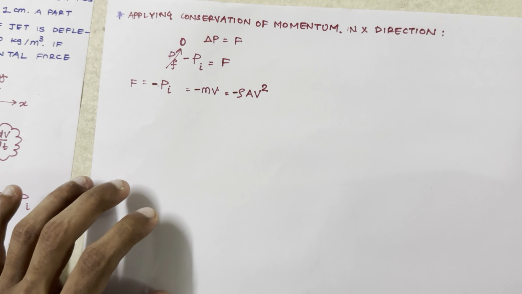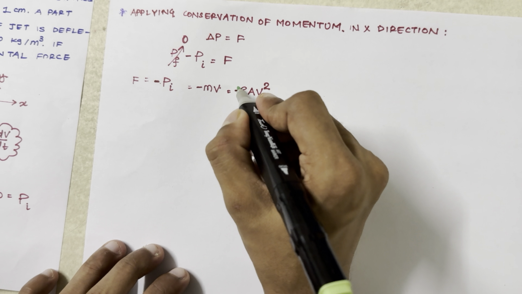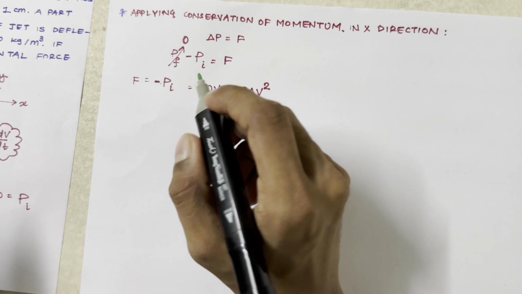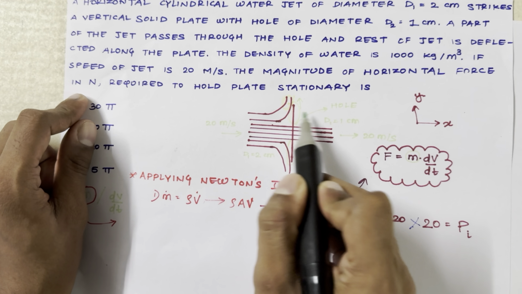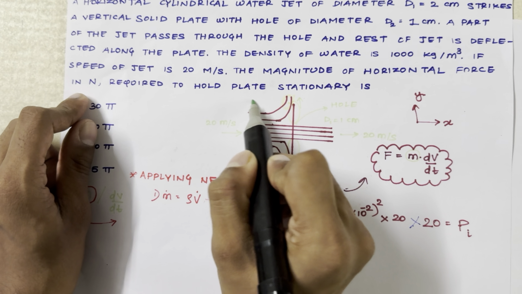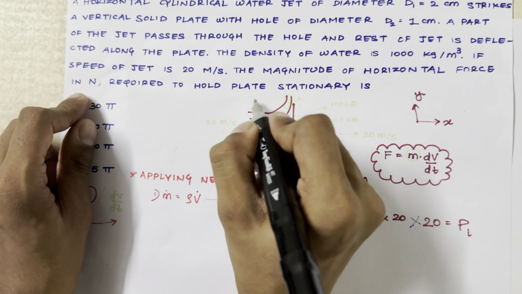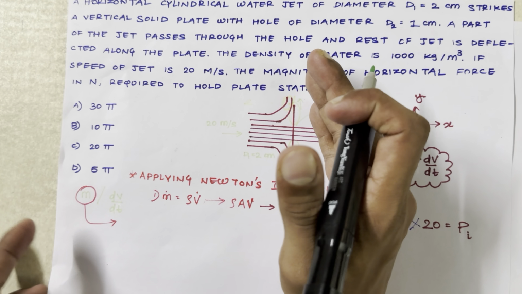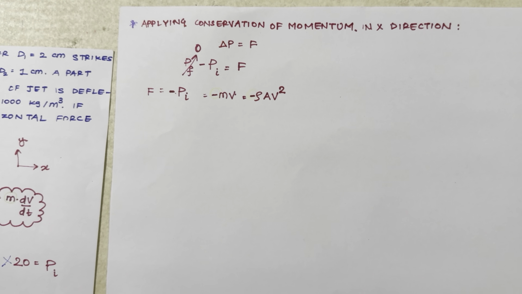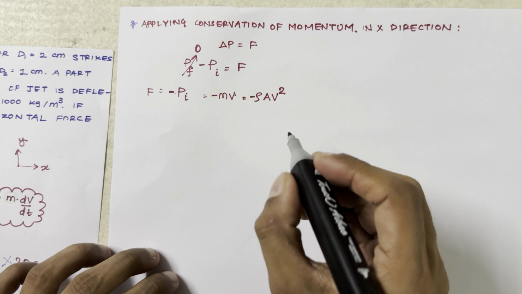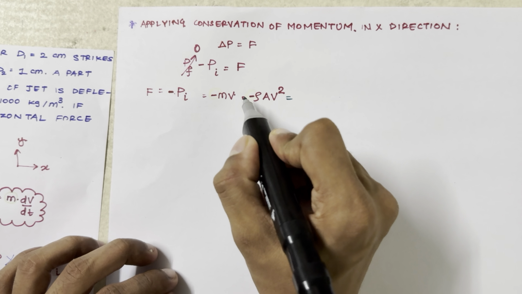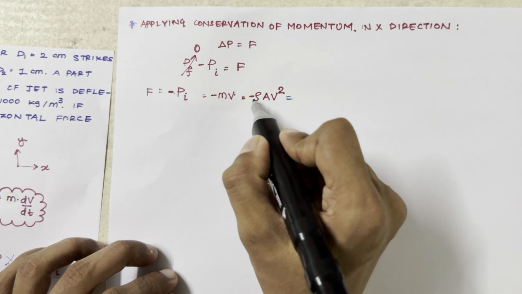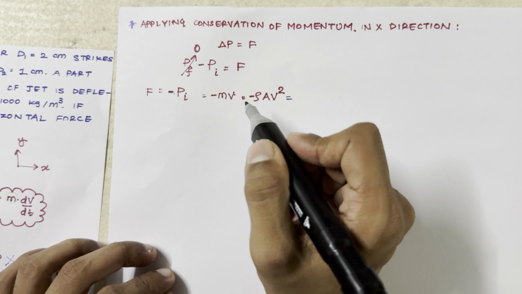The minus sign here indicates that the force is required in the opposite direction of the momentum change. So we have to apply force in this direction to keep this board stationary. Right over here we have density as 1000. For the time being, I am neglecting this minus sign, as I have told you its significance.